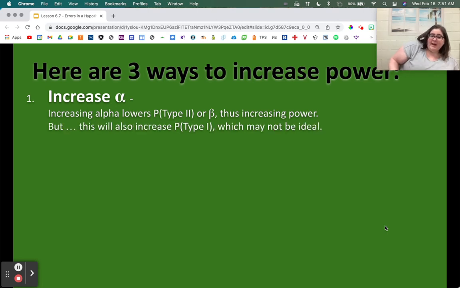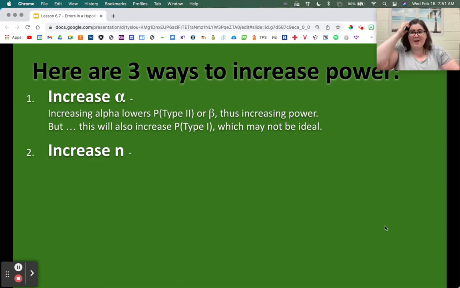But something to keep in mind is that's also going to increase the probability of type 1. So increasing alpha will automatically make type 1 go up. And it's not ideal if you are not quite sure whether the alternate is true. So this would not necessarily be a good situation if we thought a type 1 error is still possible.